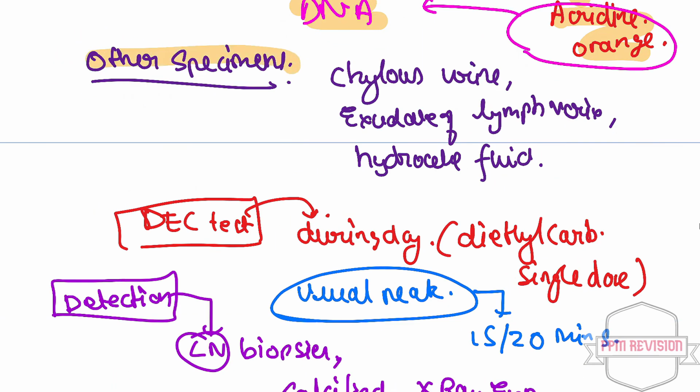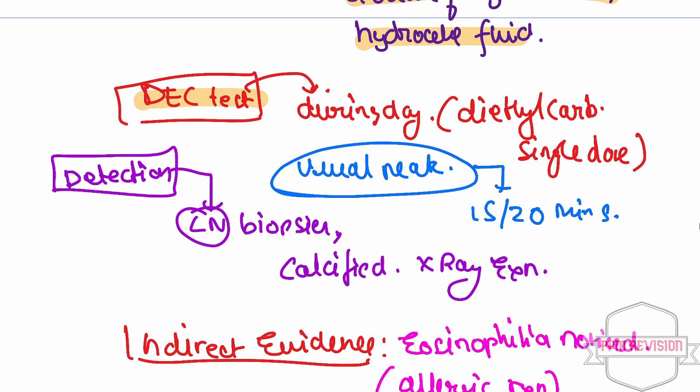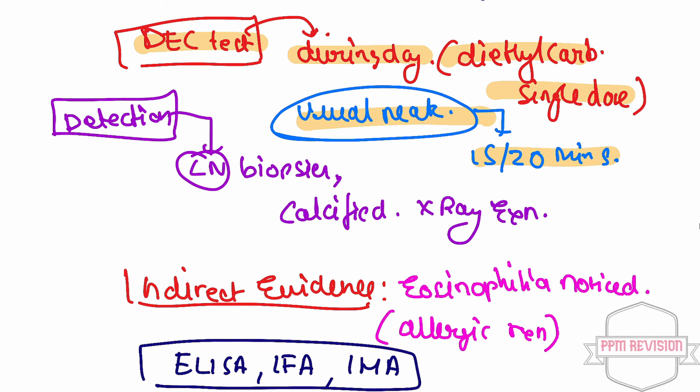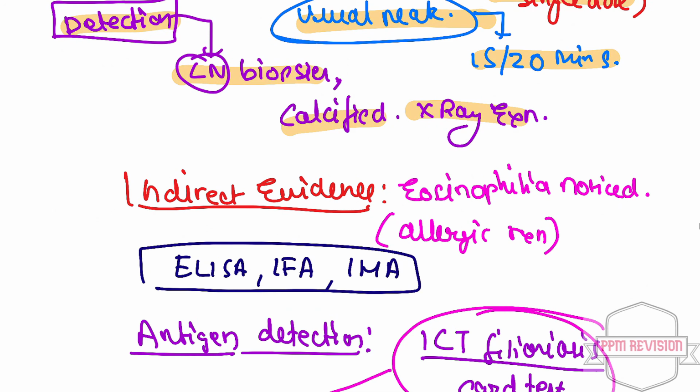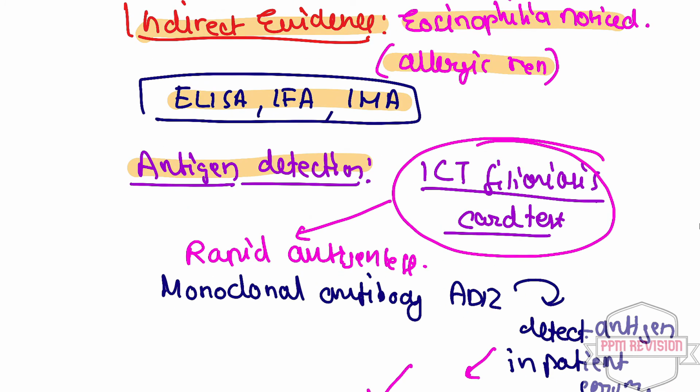The other specimens that can be used are the chylous urine, the exudate of lymph node, as well as the hydrocele fluid. The DEC test is the diethyl carbamazine test. Here it usually peaks in 15 to 20 minutes, and the detection is done by lymph node biopsies as well as calcified bodies, and X-ray examination is seen. The indirect evidence includes eosinophilia, which is due to the allergic reaction, ELISA, IFA, the indirect fluorescent antibody test, and indirect hemagglutination assay. Then antigen detection is seen, and the ICT filariasis card test.